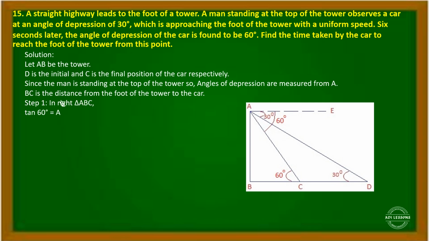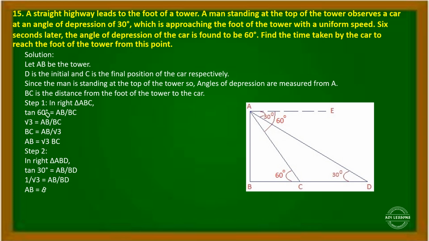Step 1. In right triangle ABC, tan 60 degrees equals opposite side AB by adjacent side BC. Root 3 equals AB by BC. BC equals AB by root 3. So AB equals root 3 BC. Step 2. In right triangle ABD, tan 30 degrees equals AB by BD. That is, 1 by root 3 equals AB by BD. So AB equals BD by root 3.